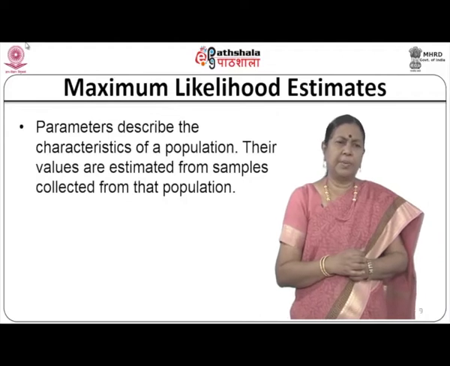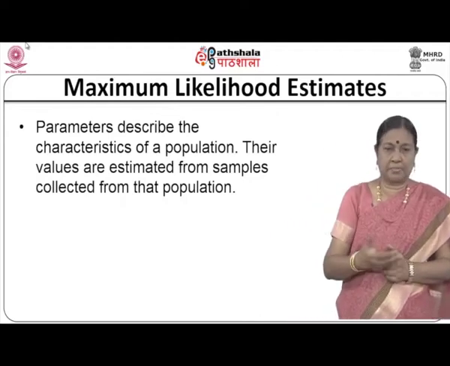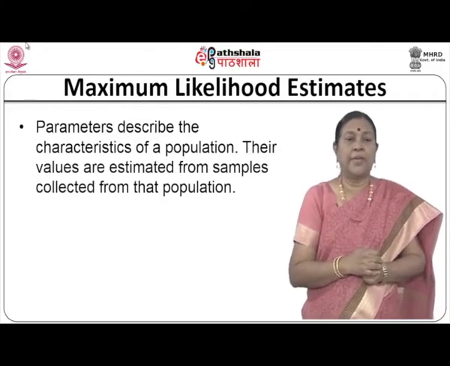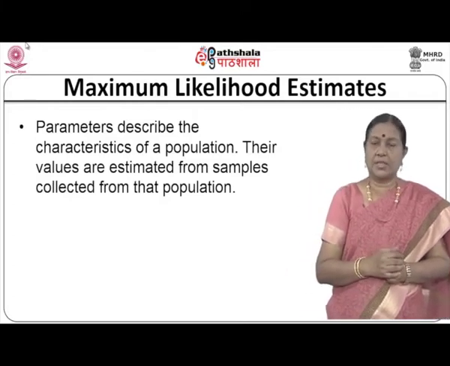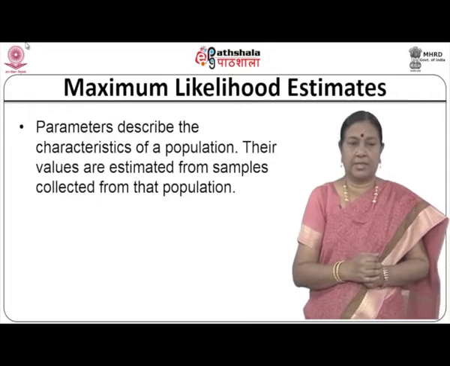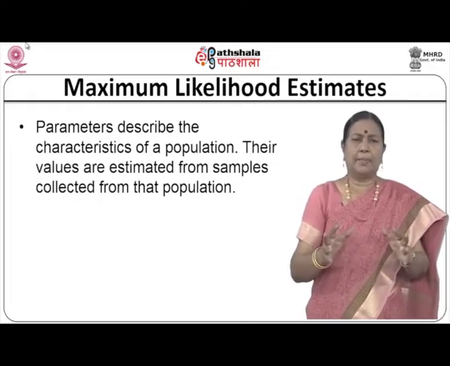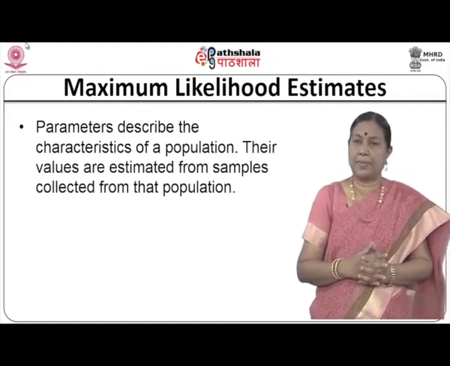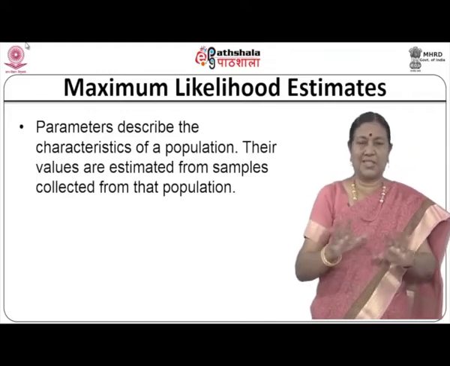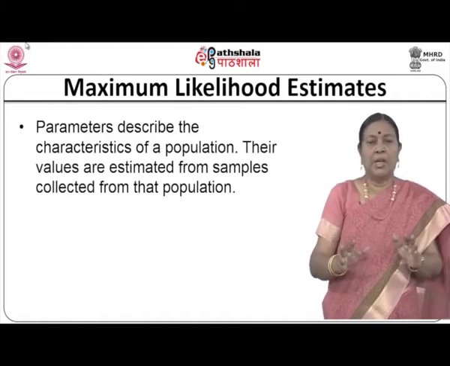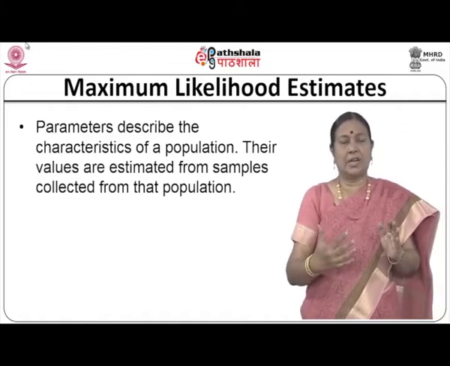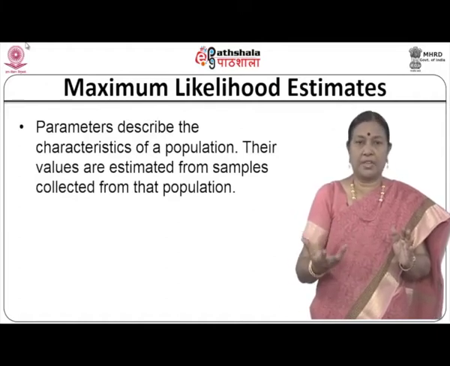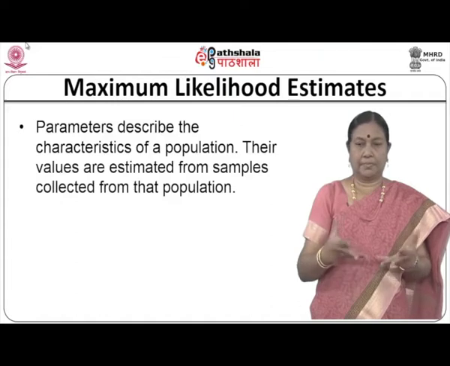Now, of course, in many of the probabilistic learning algorithms, we have used maximum likelihood estimates. So, here also we are using maximum likelihood estimates. So, the general parameters describe the characteristics of a population. The values are estimated from samples collected from that population. Normally, this is the normal way of doing things. So, these parameters, we are saying that it could be just probability, or it could be conditional probability, or it could be probability distribution parameters. So, it could be both.